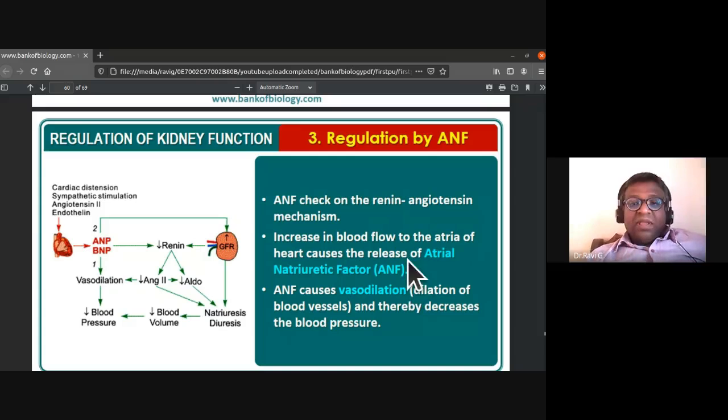The increase in blood flow to the auricles of the heart causes the release of atrial natriuretic factor. So what does this atrial natriuretic factor cause? It causes vasodilation, dilation of blood vessels, and thereby decreases the blood pressure. So ANF checks on the renin-angiotensin mechanism.